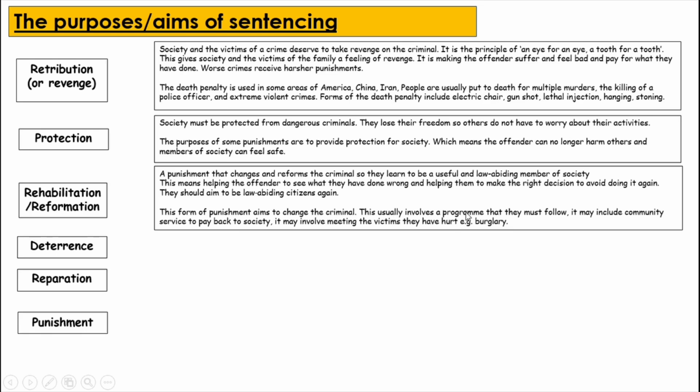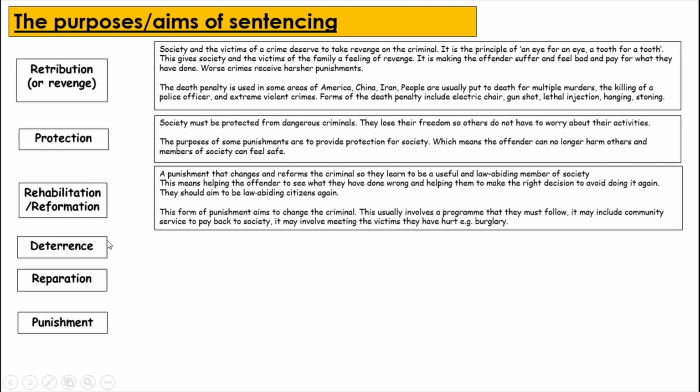This form of punishment aims to change the criminal. This usually involves a program that they must follow. It may include community service to pay back to society. It may even involve meeting the victims they have hurt, e.g. during burglary cases. Opportunities to work, be trained, or have some form of education in prison are forms of rehabilitation and reformation, allowing those prisoners an opportunity to reform, learn from their mistakes, and possibly be law-abiding citizens once they leave prison.